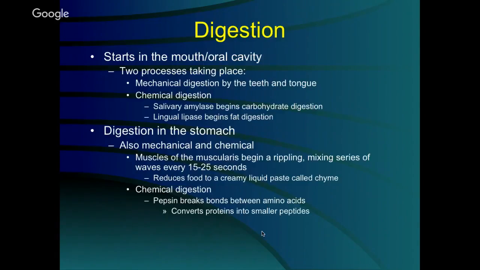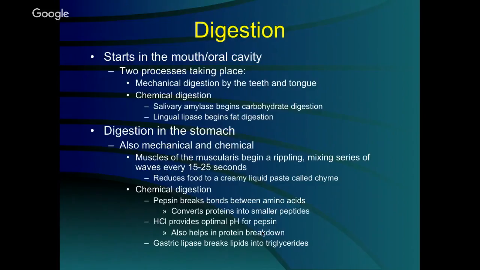The chemical digestion that's taking place, remember, focuses on proteins and fats. Pepsin breaks the bonds between amino acids and converts big proteins into smaller proteins or even large peptides. It does not break them down enough to actually be absorbed into the bloodstream. The hydrochloric acid that's present in the stomach is going to provide an optimal pH for the pepsin, and it's also going to help in protein breakdown.